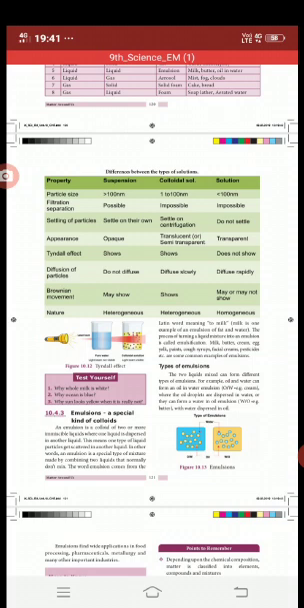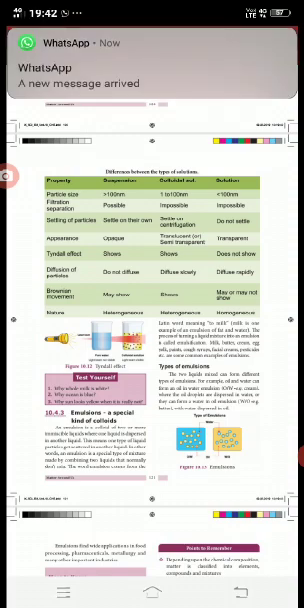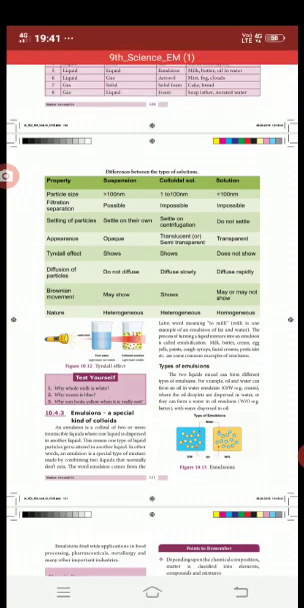Okay, so we have three types of solution: suspension, colloidal solution, and solution. What is the particle size of a suspension? It is greater than 100 nanometer. If it is in centimeter, how can you write it, student? 10 to the power of minus 7? Sorry, it is greater than 10 to the power of minus 4 centimeter. If it is in nanometer, greater than 100 nanometer.